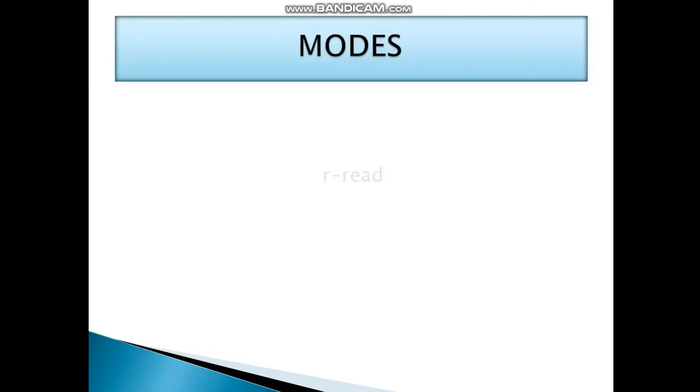Now let's learn about the various modes present in file handling. The first one is the read mode. The R is used as the read mode, which means you can use this mode to read the contents in the file. And W is used to write contents in your file. And A is used to append content in a file.